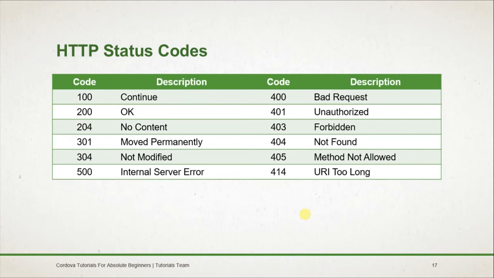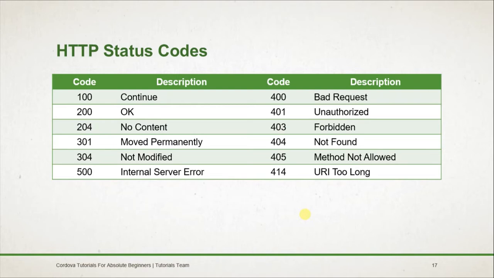100 represents our request should continue. 200 represents our request was successfully sent, that is OK. 204 represents returning no content. 301 represents moved permanently. 304 represents not modified. 500 represents internal server error, which is a server-side error that occurs when we write something wrong in our configuration file.